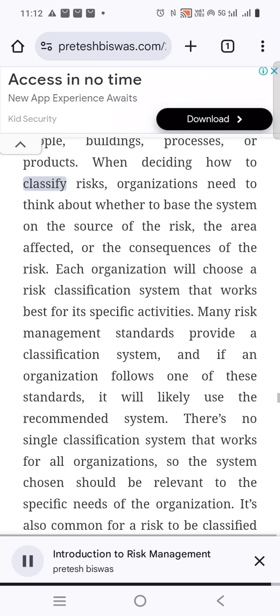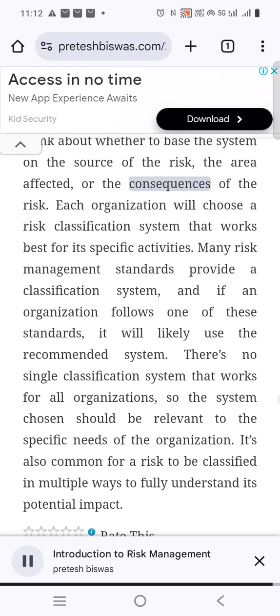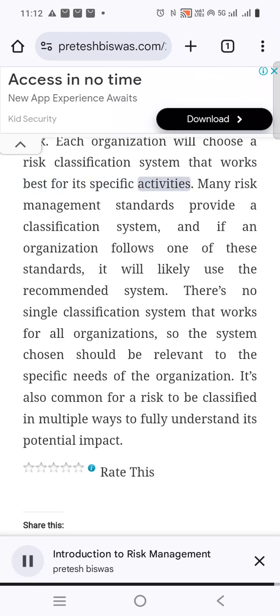When deciding how to classify risks, organizations need to think about whether to base the system on the source of the risk, the area affected, or the consequences of the risk. Each organization will choose a risk classification system that works best for its specific activities.